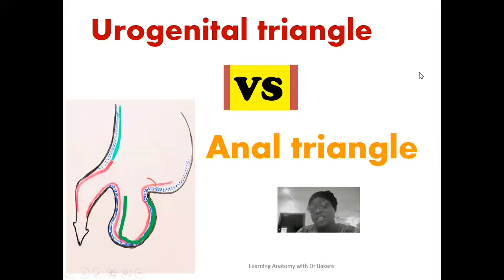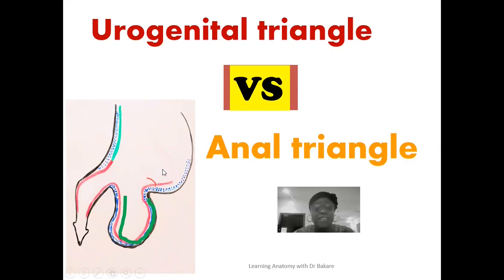In this lecture, we'll be looking at the differences between the urogenital triangle and the anal triangle. I've put up a lecture on the urogenital triangle and also the anal triangle. If you've not checked that lecture out, please kindly go and do so. But for the purpose of this class, we would be comparing these two triangles.